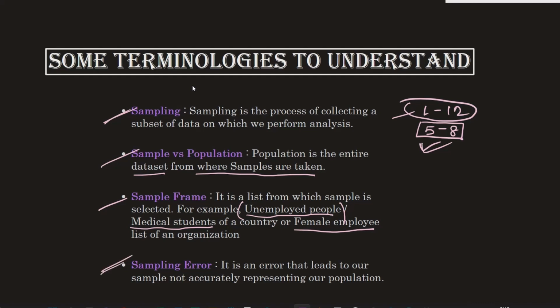Then we have sampling error. It is an error that leads to our sample not accurately representing our population. So let's say that we are doing a survey in a company and you are being asked to collect the feedback from all the employees of that organization. Of course, practically you will not reach out to each and every employee of the organization, but you will have to go for a subset of data, which is also called sampling, out of the entire population.